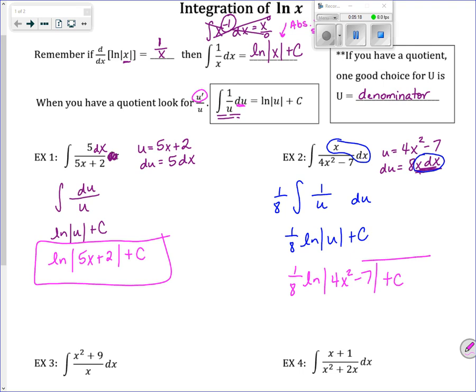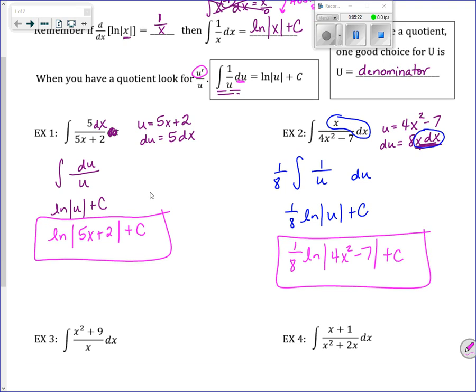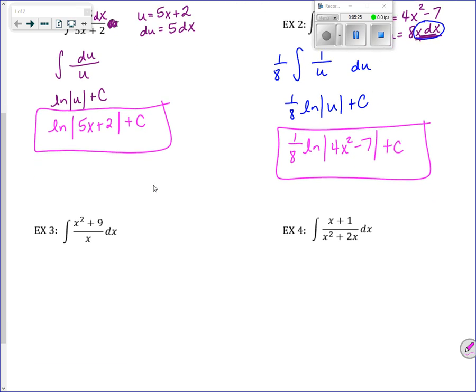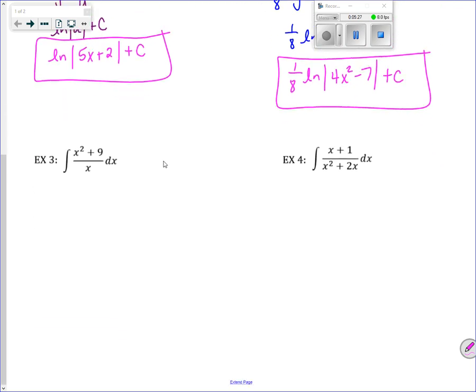Plus c, and you are done. There you go. Now, what do you think you should do on example 3? I want you to try both examples 3 and 4, and hopefully you kind of see it.